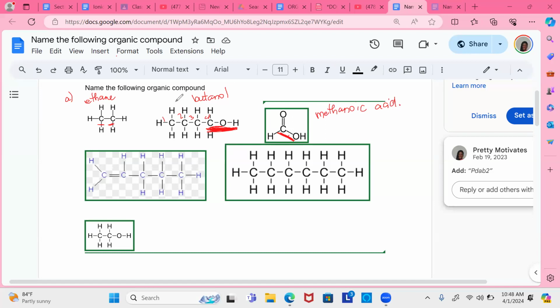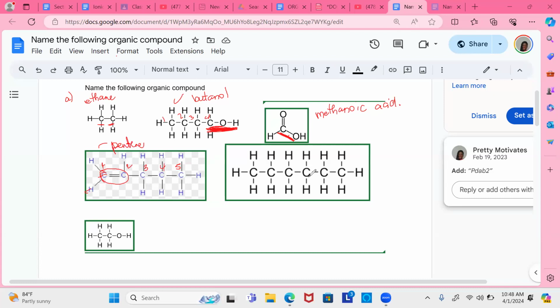Yes, miss. Miss Martin, make a correction at B, please. And then here we have which, so the functional group is carbon-carbon double bond, which homologous series? Alkene. How many carbons? 1, 2, 3, 4, 5. So it's pentene.